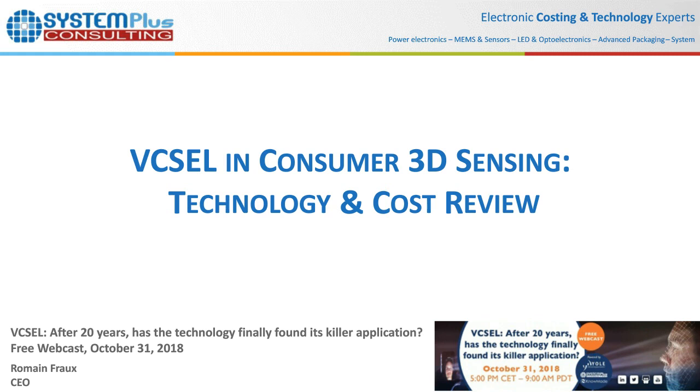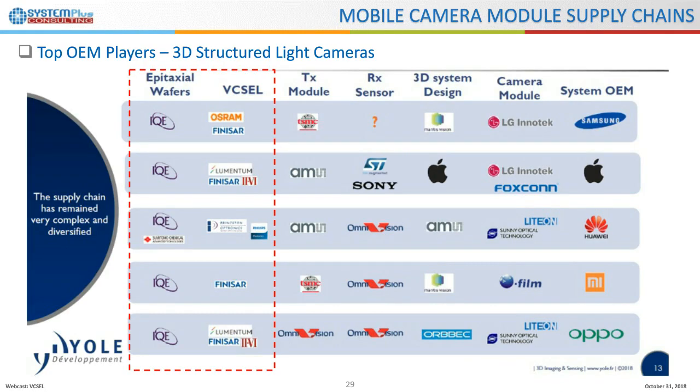I will start with some supply chain which is estimated by Yole here. It's quite interesting to see that the market is really complex in terms of supply chain. So we have here an example of a 3D light camera supply chain, from system OEMs like Apple, Huawei, Xiaomi, Oppo, and maybe Samsung in the future. So it's not an easy task to assess the supply chain.